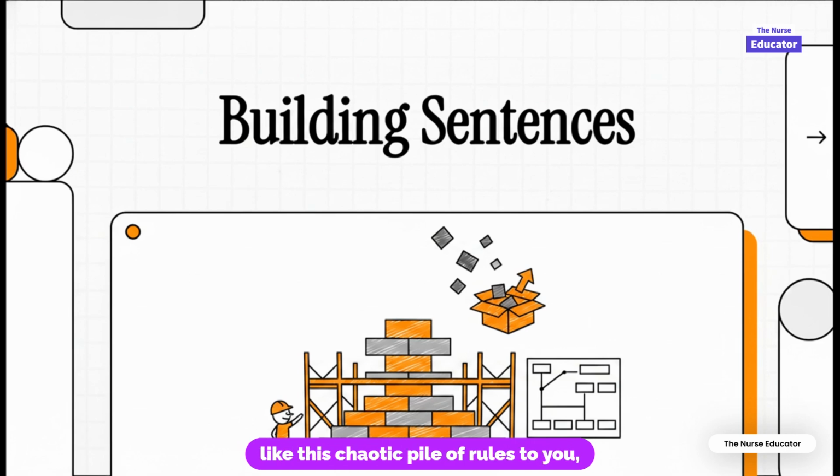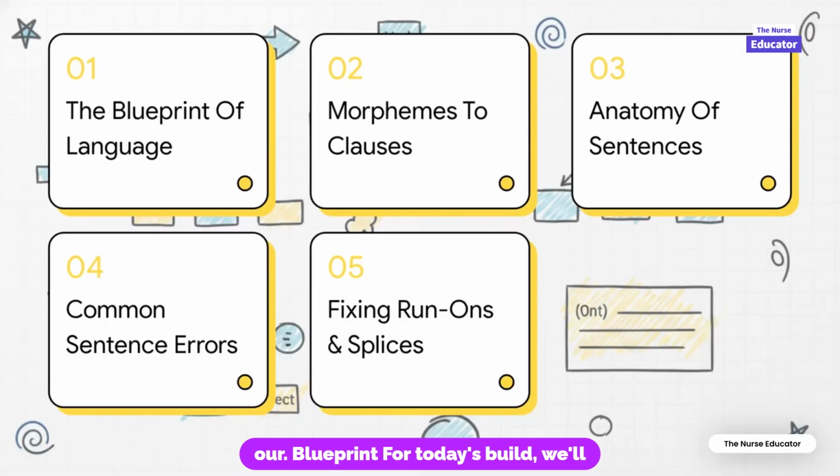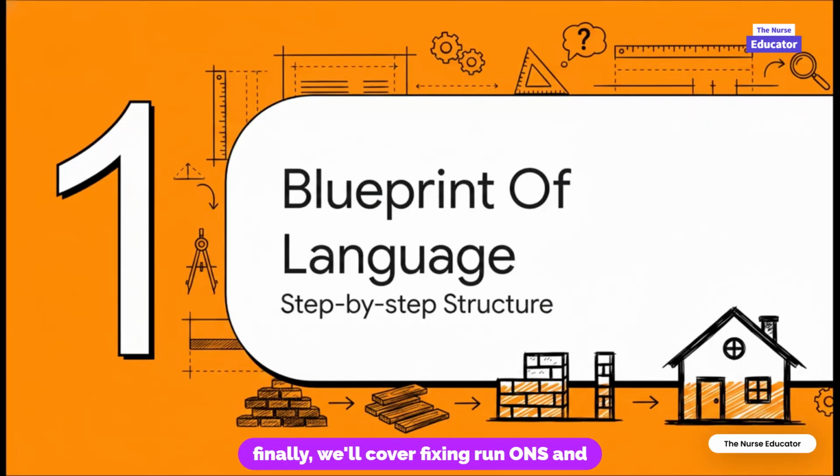So if grammar usually feels like this chaotic pile of rules to you, don't sweat it. We're going to organize it together using a simple, foolproof construction analogy that's going to totally change the way you write. So here's our blueprint for today's build. We'll start with the blueprint of language, then move on to morphemes to clauses explained. Next, we'll dive into the anatomy of complete sentences, check out some common sentence building errors, and finally, we'll cover fixing run-ons and splices. All right, let's jump straight into section 1, the blueprint of language.